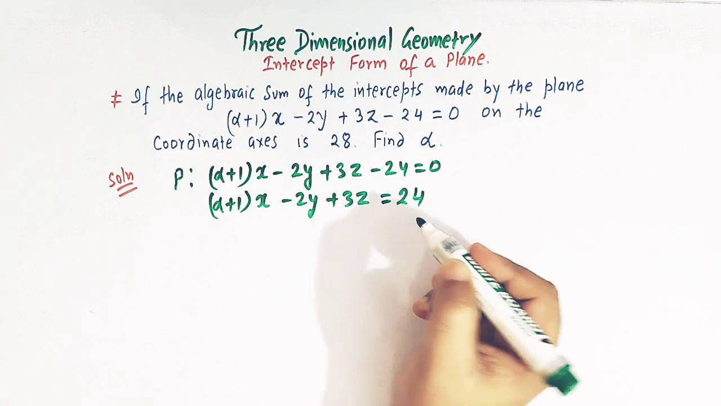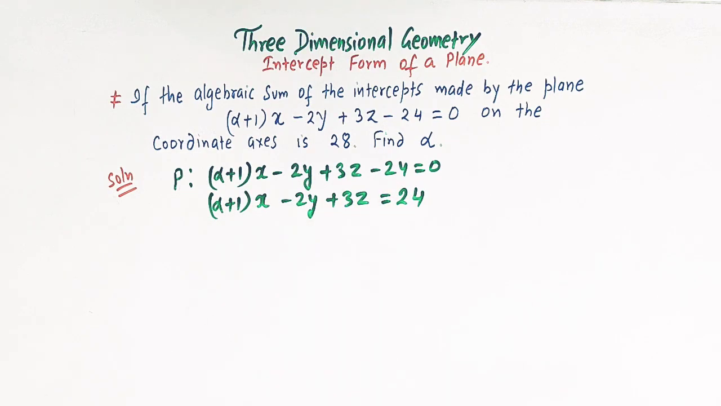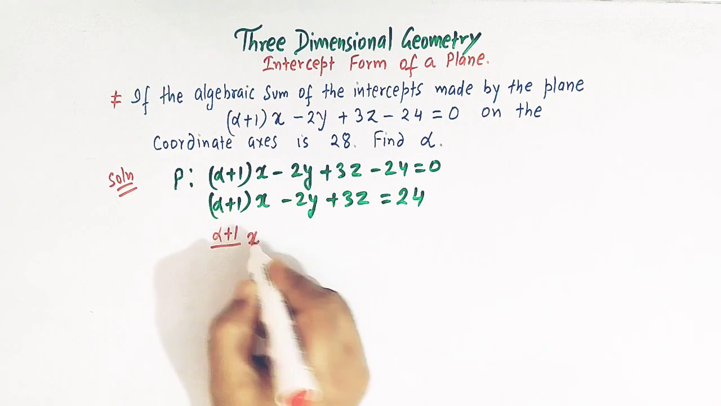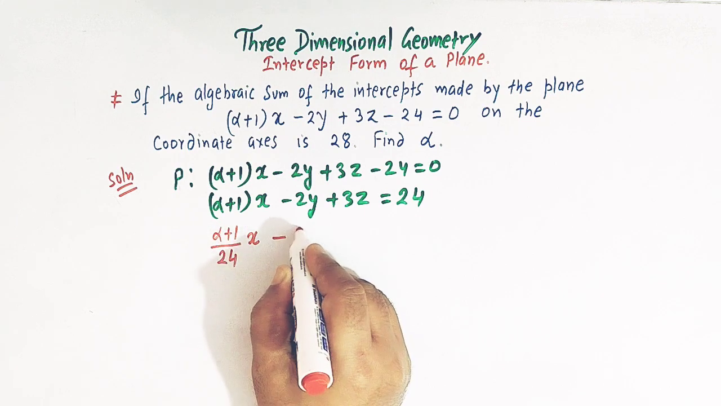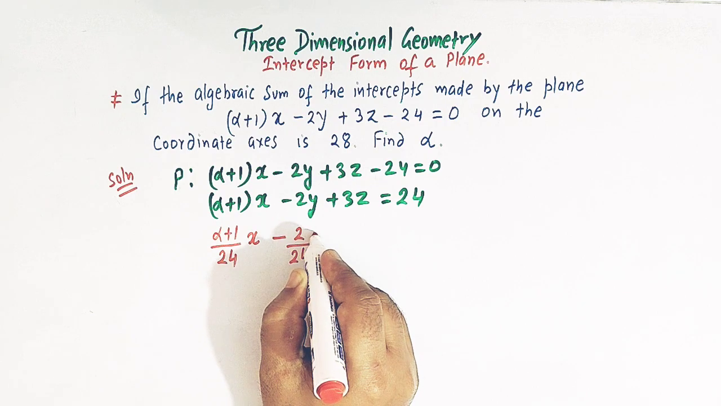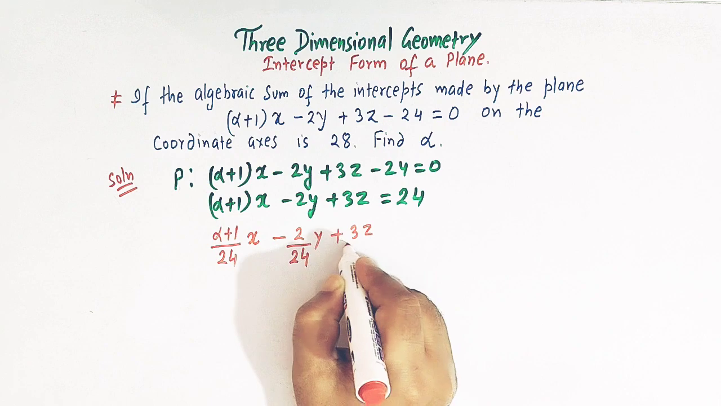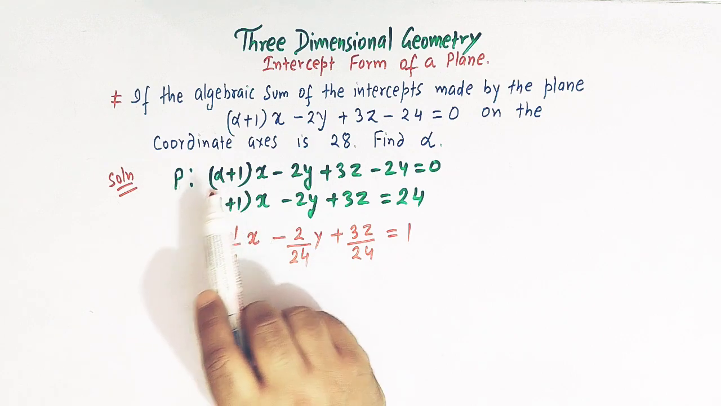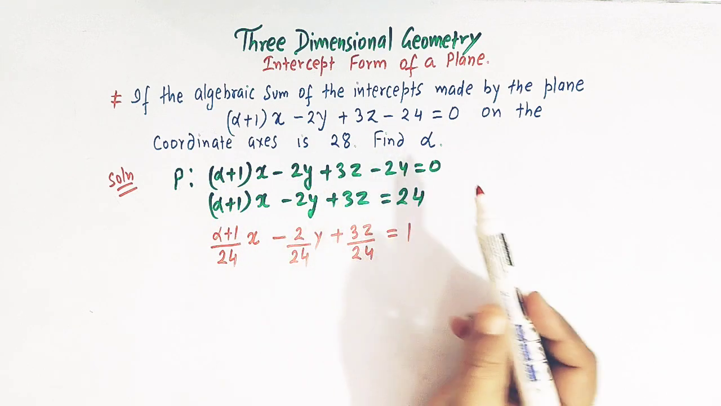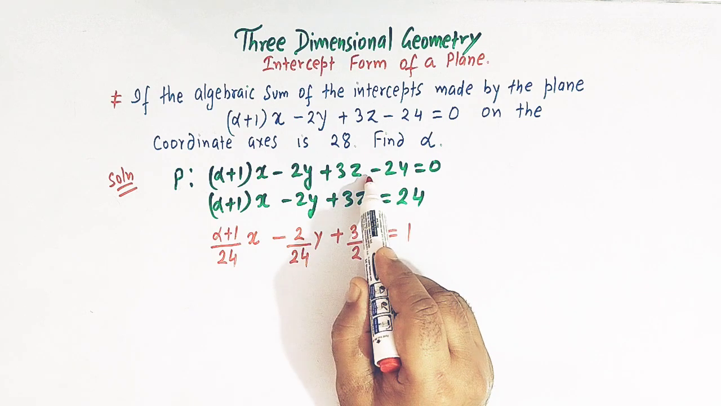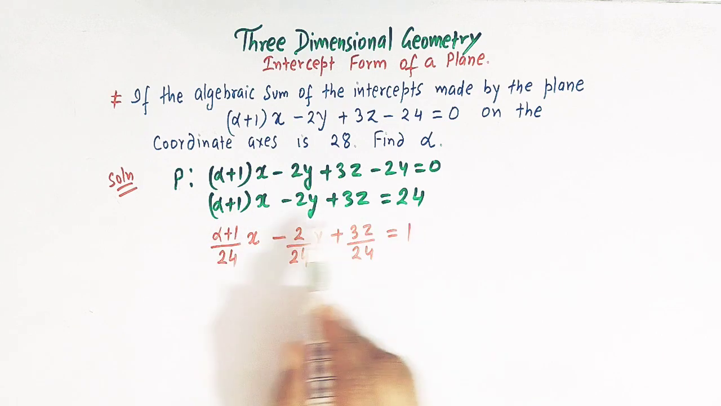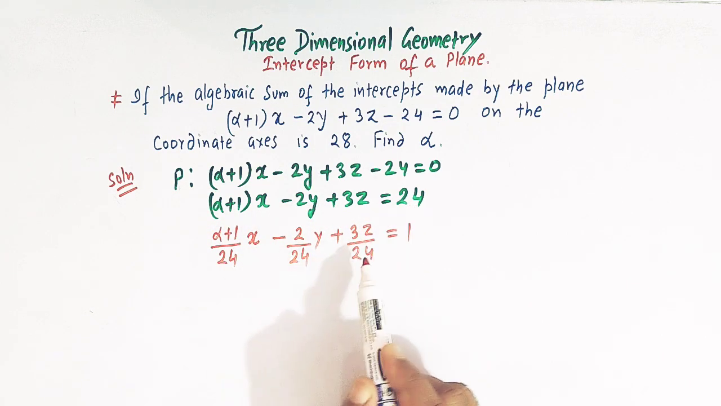Now let us divide both sides by 24. So here we get (alpha plus 1)x over 24, and here we have minus 2 over 24 times y, and here we have 3z over 24 is equal to 1. So here what we have done: we are given the equation of a plane, we have taken the term minus 24 to the right hand side, and then we divide throughout by this number, that is 24.